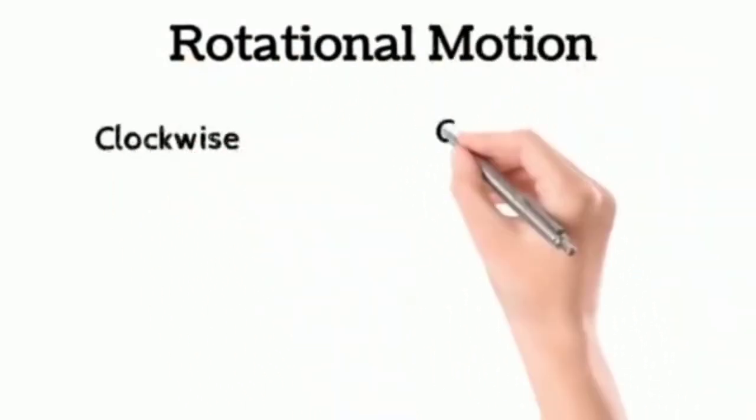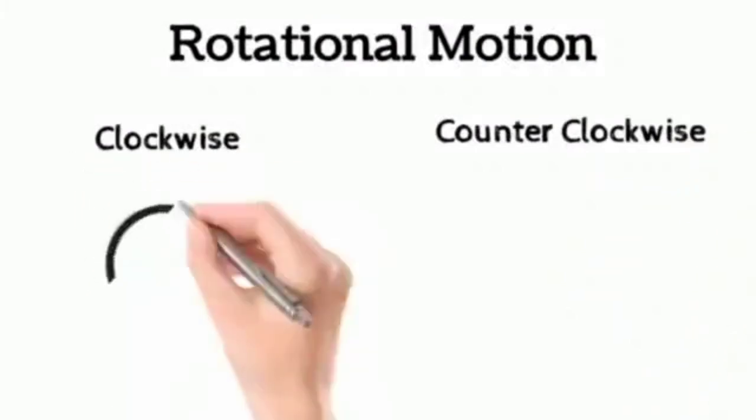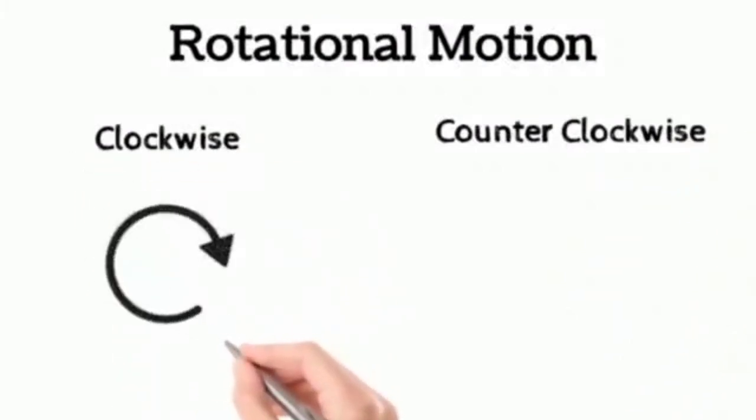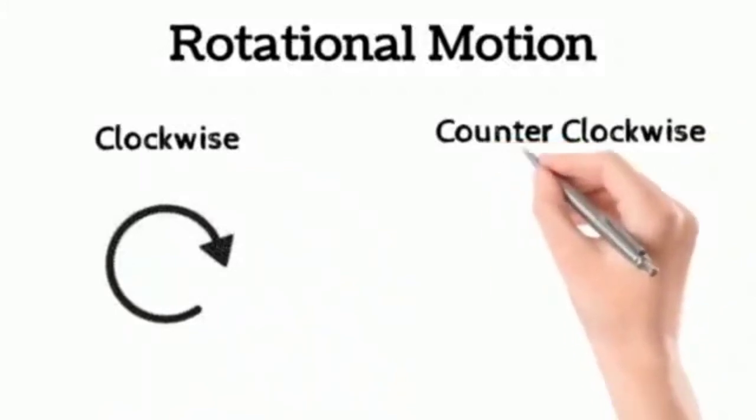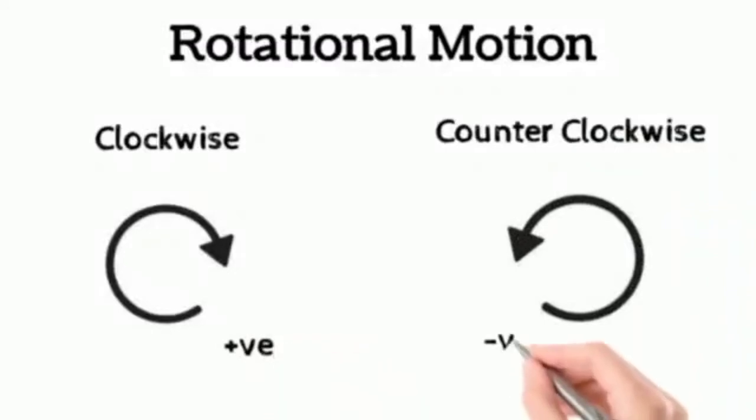Rotational motion has two directions, clockwise and counterclockwise. If any segment moves in the clockwise direction, it is termed positive. If any segment moves in the counterclockwise direction, it is taken as negative.